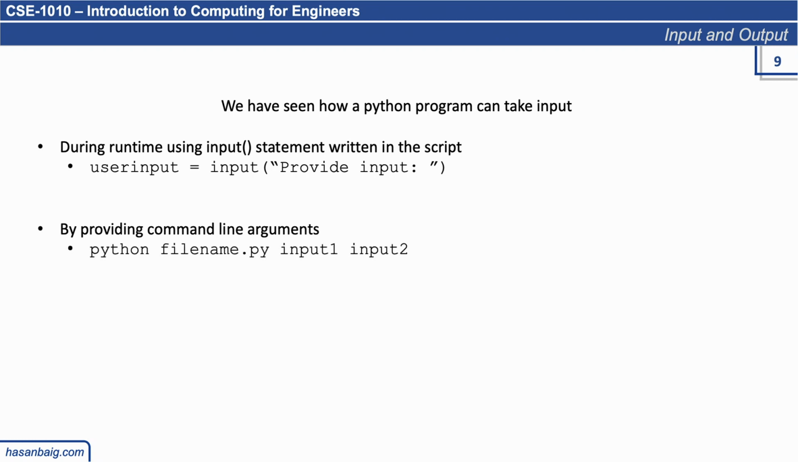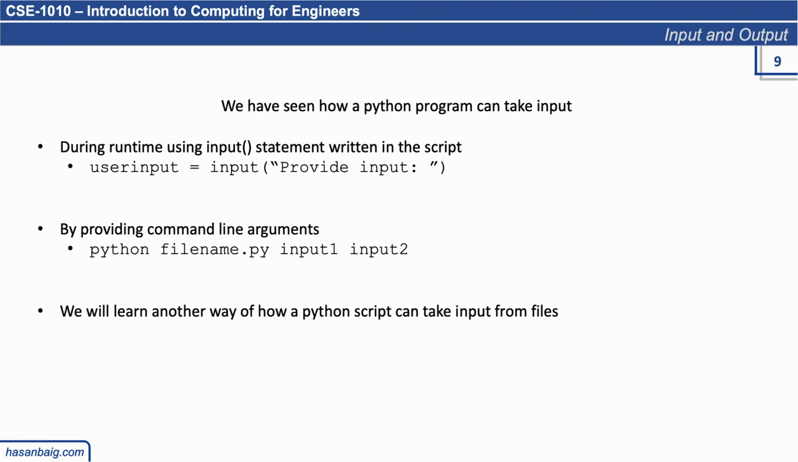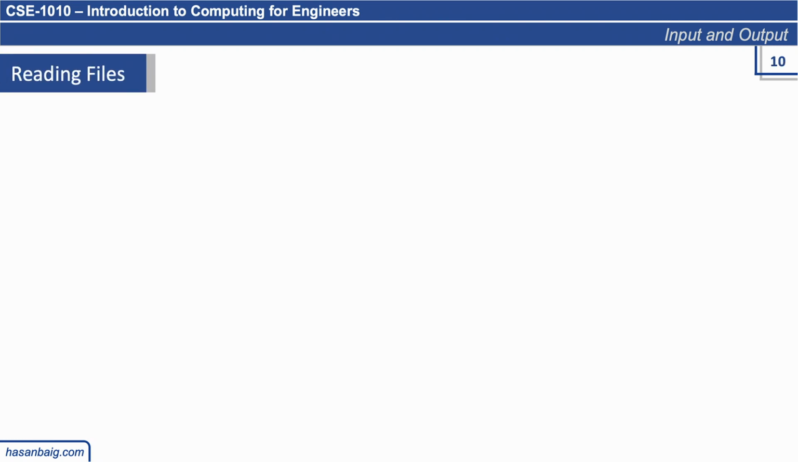So we will learn another way of how a Python script can take input from files. This is a very important thing, and being a developer, you should know how to read the data from a file and then process the information. Just like I gave you an example of the tool that I have developed. I download your grades information from Zybooks, and then the tool actually processes that entire data stored in the external file, and then processes it however I want. So let's talk about reading files.